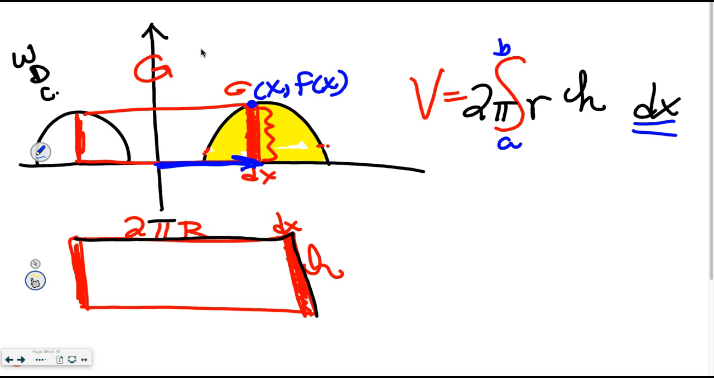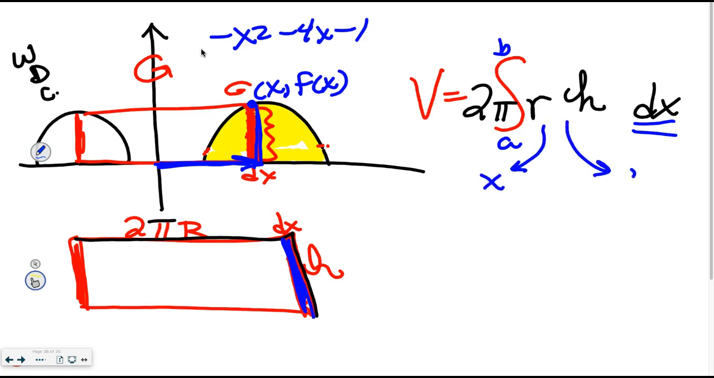function is. Maybe it was negative x squared minus 4x minus 1. I don't know what it is, I'm just making one up. But that's what that f of x would be, the height of the cylindrical shell. So the radius is almost always x, and the height is almost always f of x. So it makes it pretty simple. It helps you avoid doing the solving. Some people actually like shells the best, but you may not.